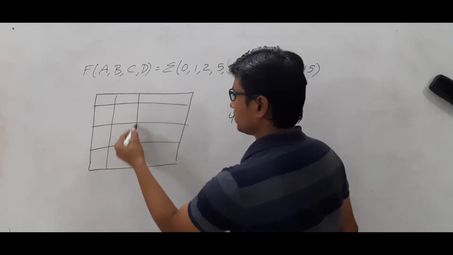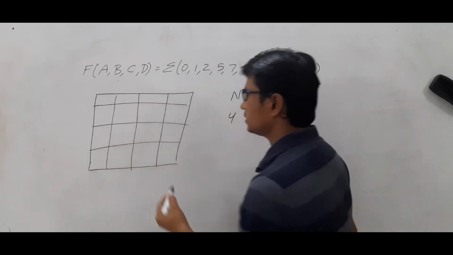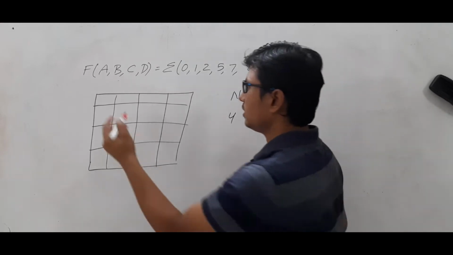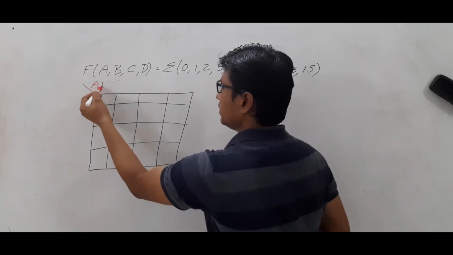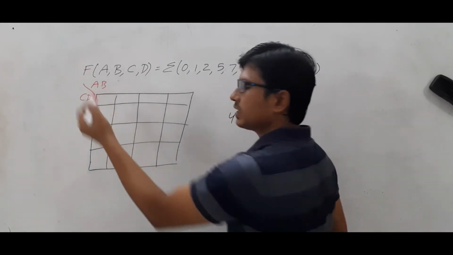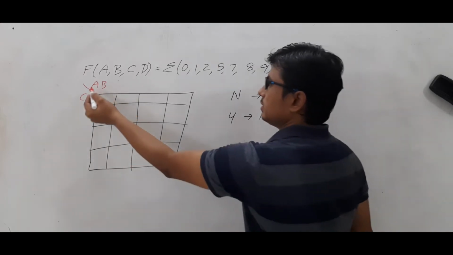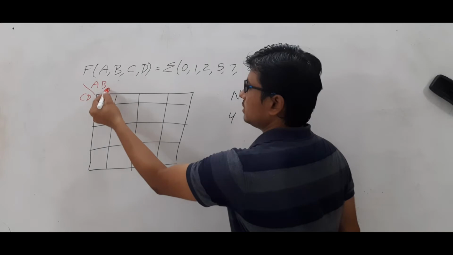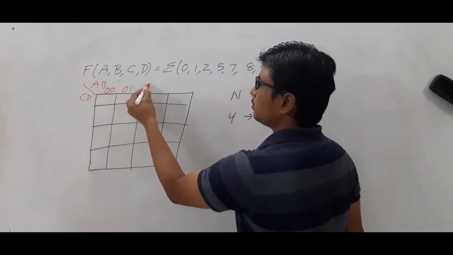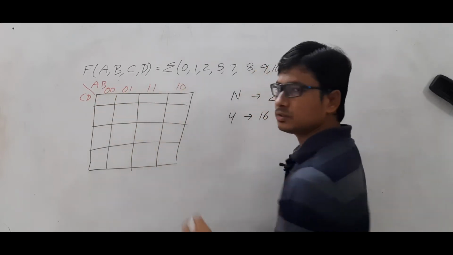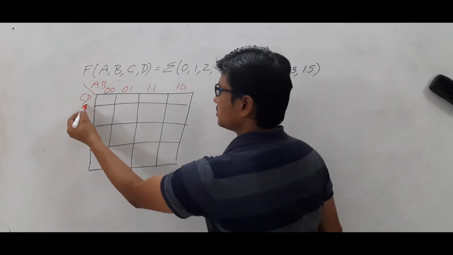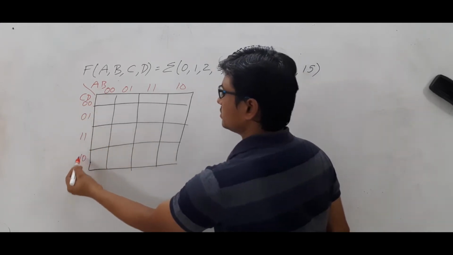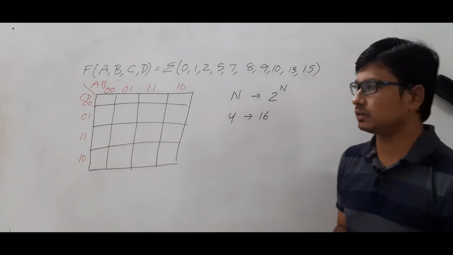Okay, let me write all those things. Now we can take AB here and CD here, or we can interchange also. Okay, AB can be kept here, CD can be kept here. It is your convenience. 0 0, 0 1, 1 1, 1 0. This is very important, and this is 0 0, 0 1, 1 1, 1 0. Are you able to understand it or not?